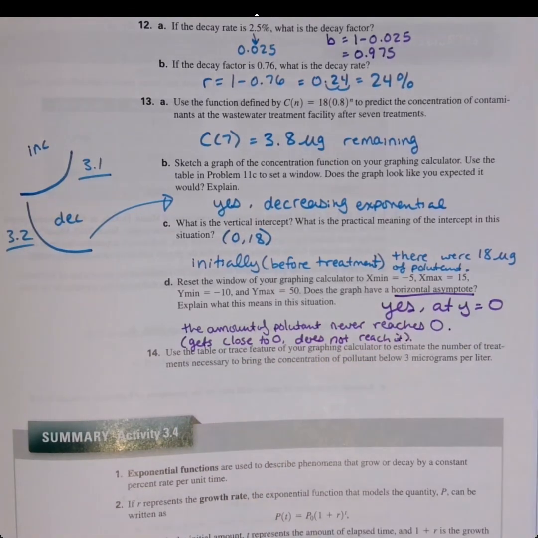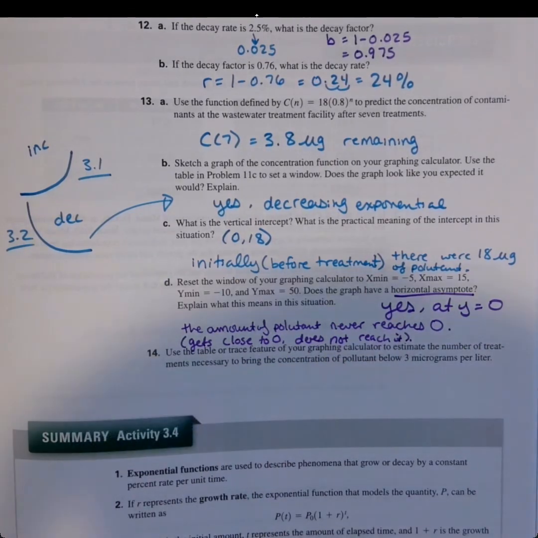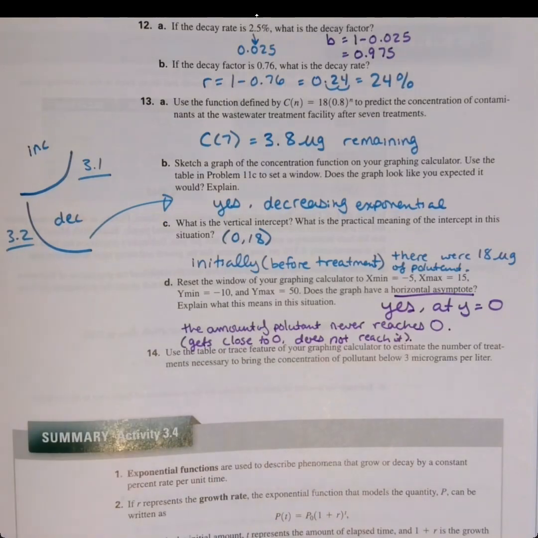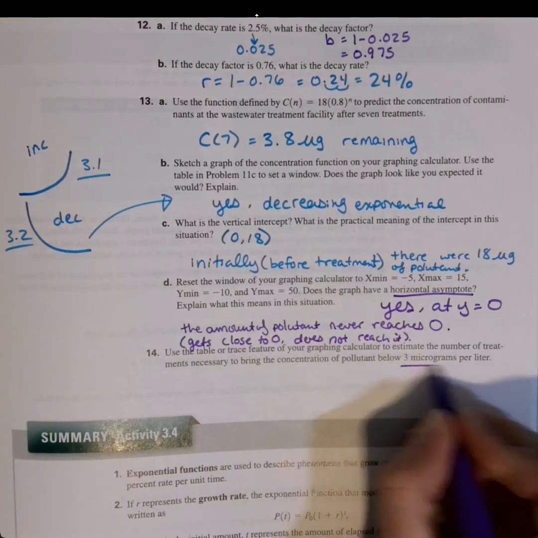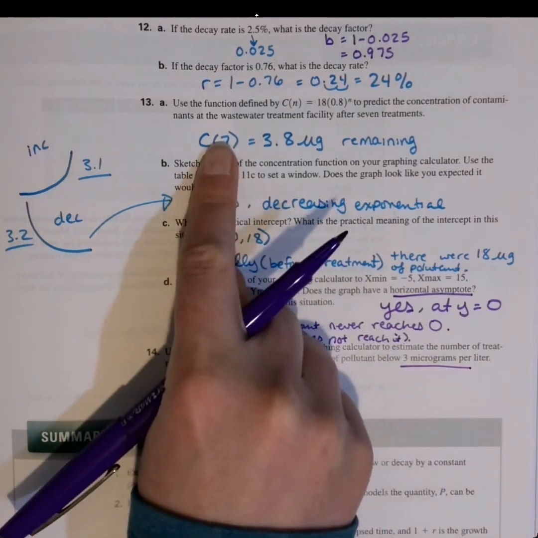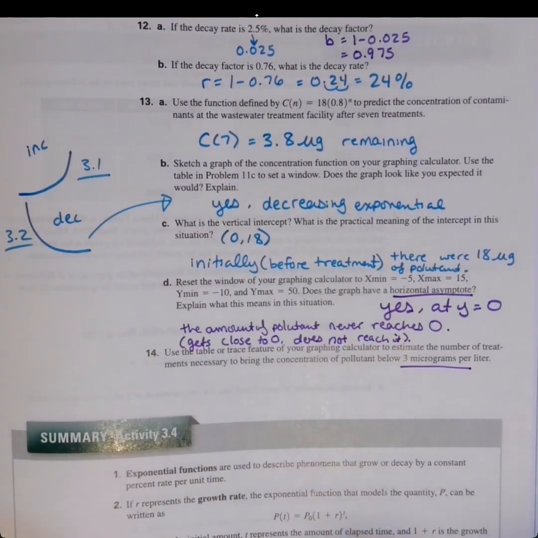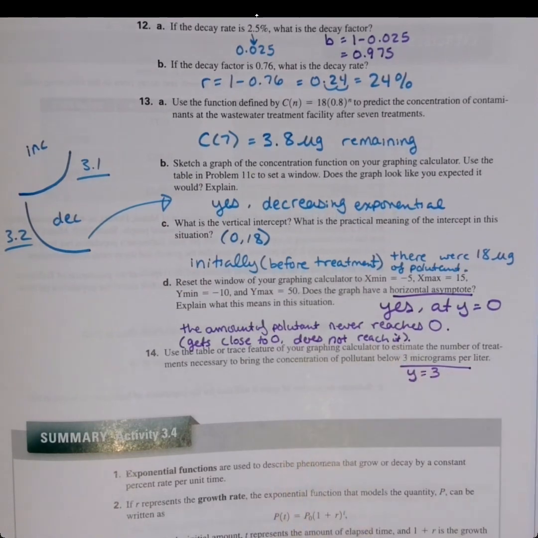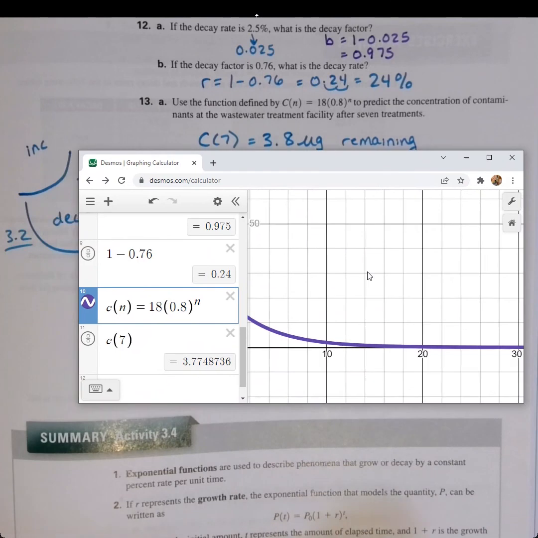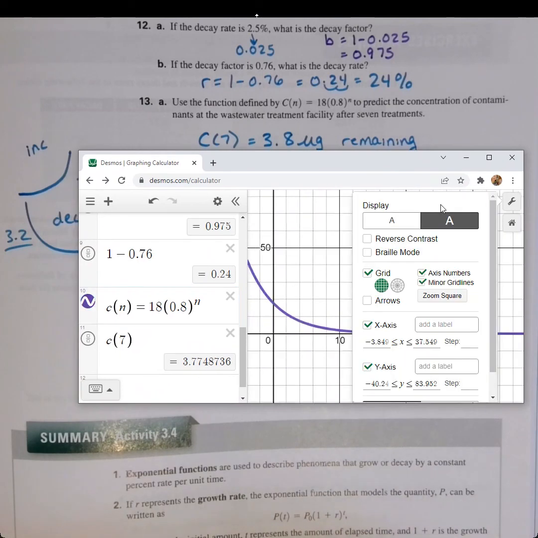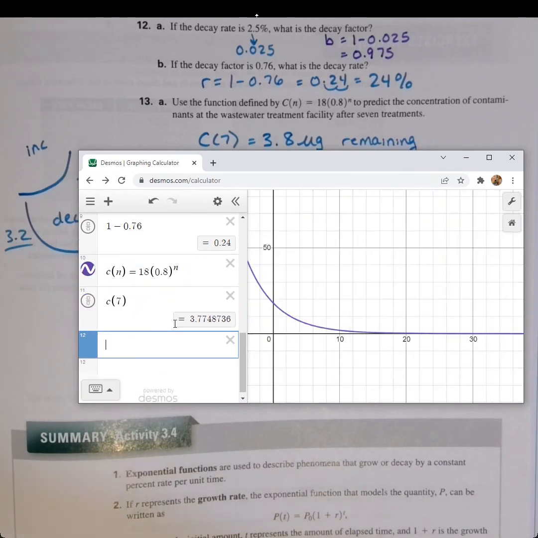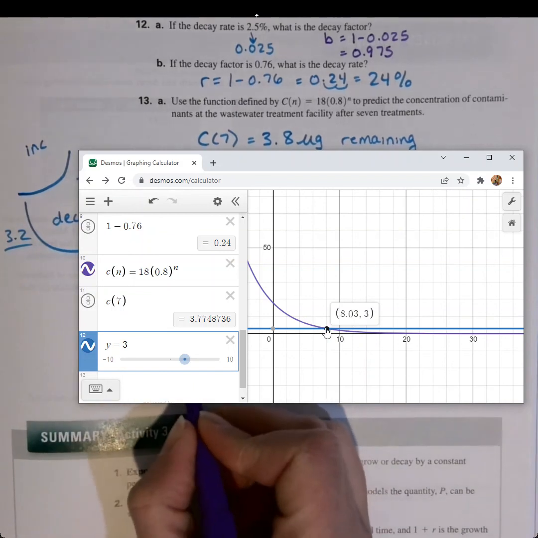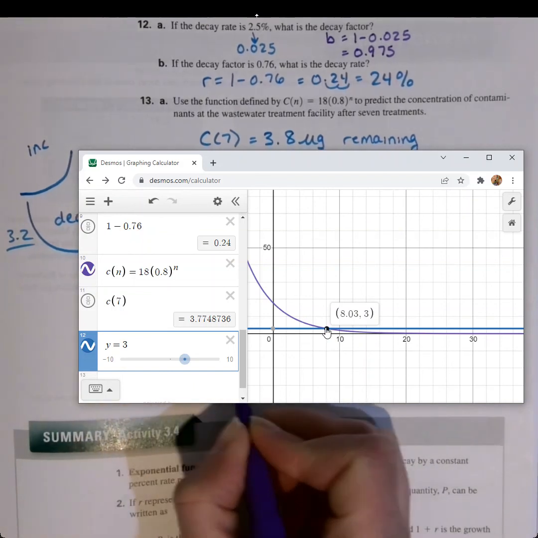Okay, use a table or graph to determine the number of treatments necessary to bring the concentration below 3 micrograms. So we saw that after 7, we were not there yet. We're at 3.8. When do we actually reach 3? This is an output value. So we'll do a quick y equals 3, and then we'll come up with our solution. Okay, so 8.03, my ordered pair is going to be 8.03 comma 3.